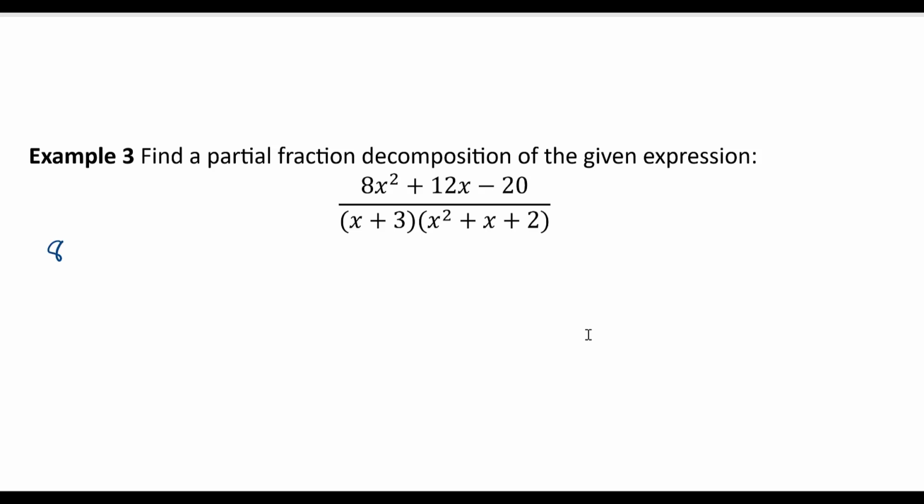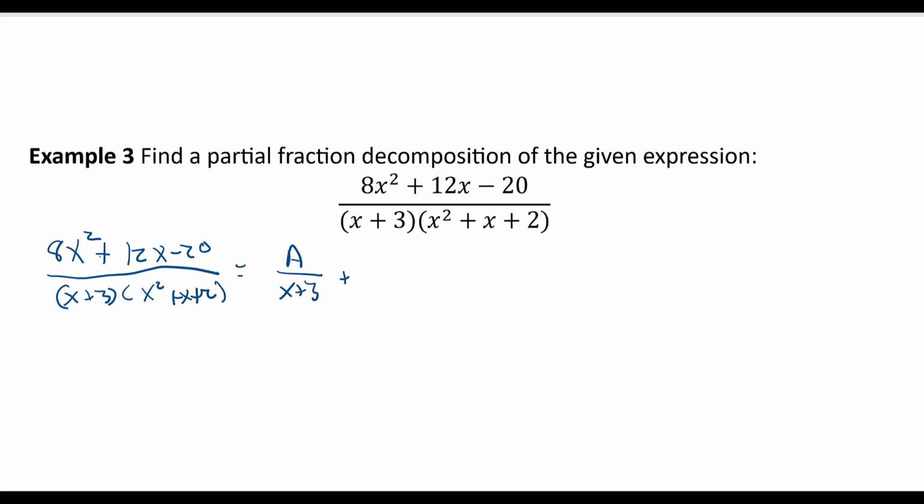So that means we have 8x squared plus 12x minus 20 over our x plus 3 times x squared plus x plus 2 equals, then we'll do an A over the x plus 3 plus, now the next factor has the x squared plus x plus 2, so we'll do a Bx plus C over that.